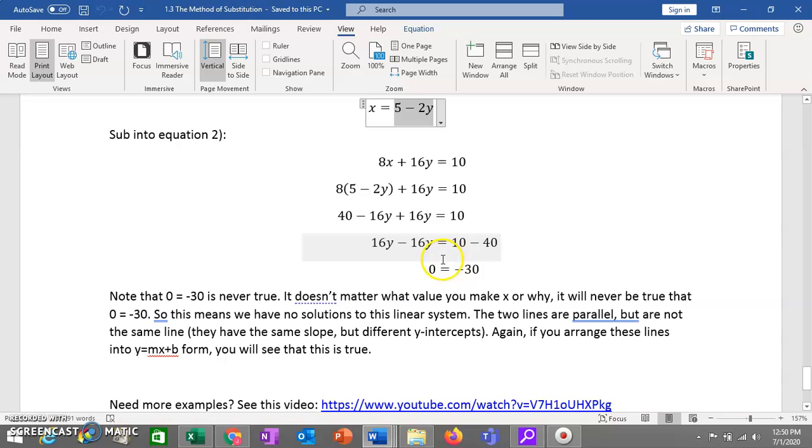So if you end up with a situation where you get 0 equal to something that's not 0, then what you have is a statement that is never true, right? It's never true that 0 equals negative 30. So in other words, it doesn't matter what x and y are, you are never going to have 0 equal to negative 30. This can never happen. So you do not have a solution. So this means that the two lines are parallel, but they're not the same line.